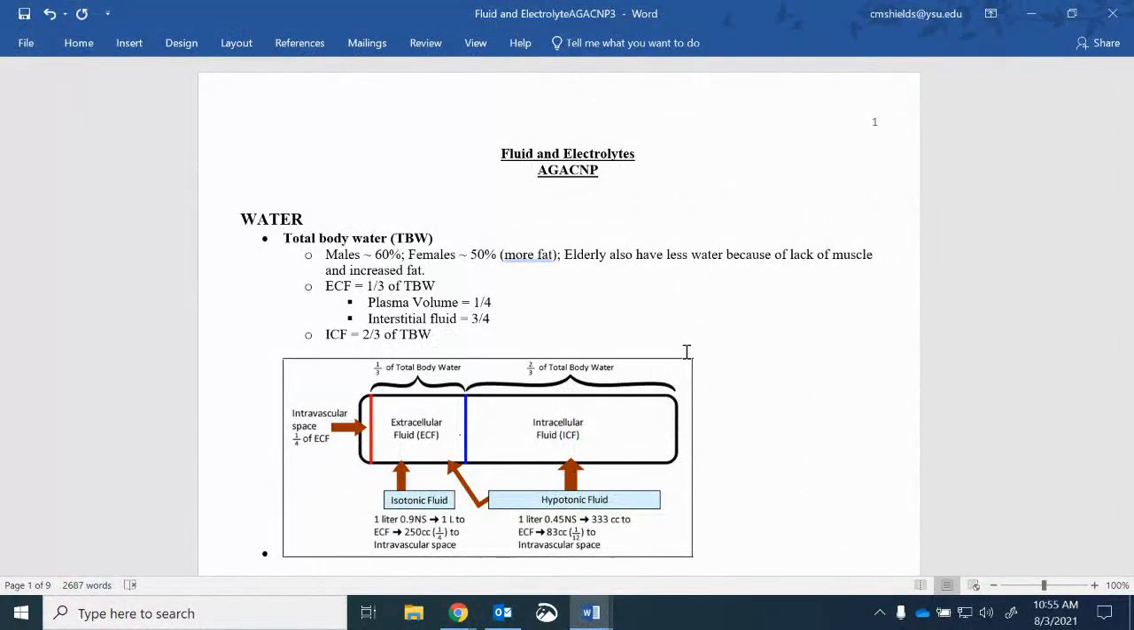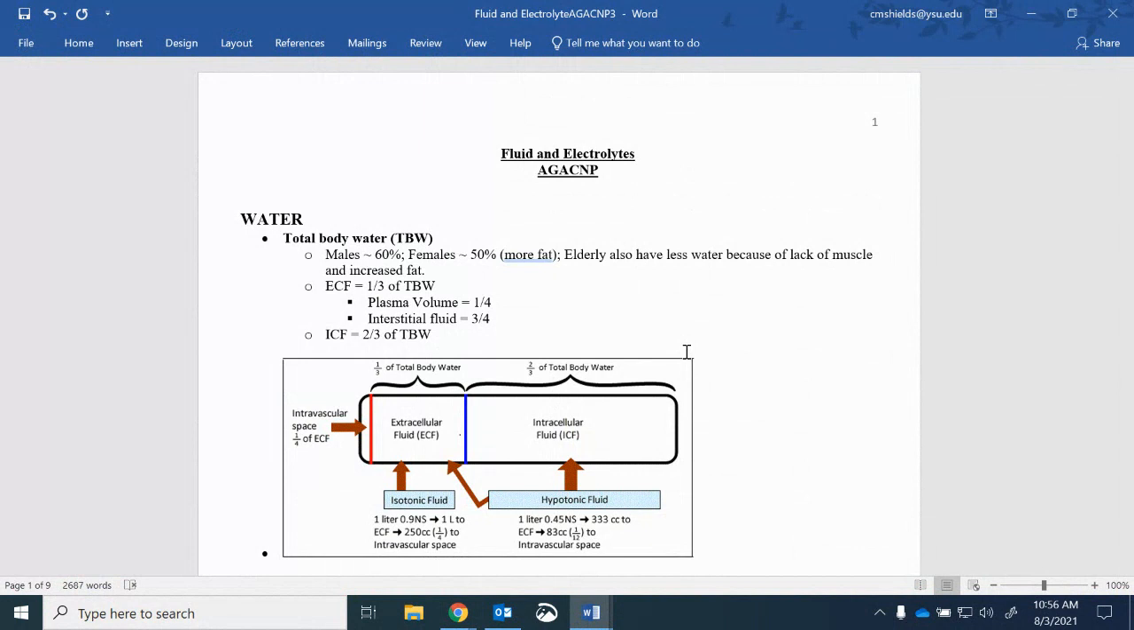So I just want to go through this handout with you. I'm not going to read every word from the handout, but there certainly is a lot of information. And as many times as we've gone over fluid and electrolytes, it's just easy content to forget. So I do want to do a little bit of review with you because there's some very important information you're going to want to know.